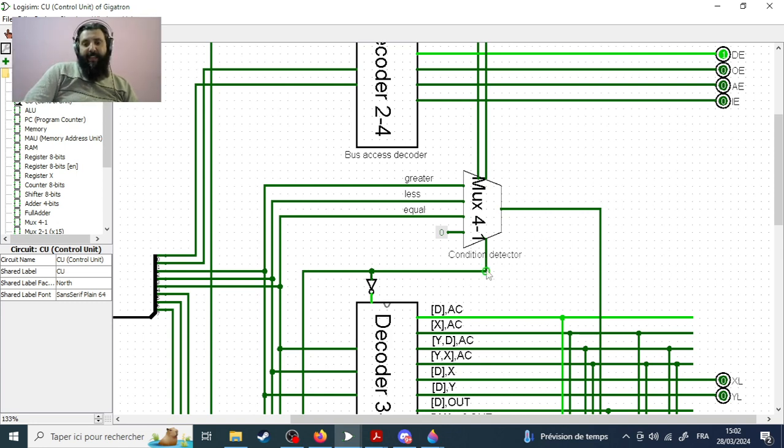That means that if the enable is 1, the multiplexer will work normally. If we put this entry, the enable, to 0, the multiplexer will not work. It will stop working. He will do nothing. He will always put the value 0 here. It's deactivated, like it's shut down. This is the enable input.